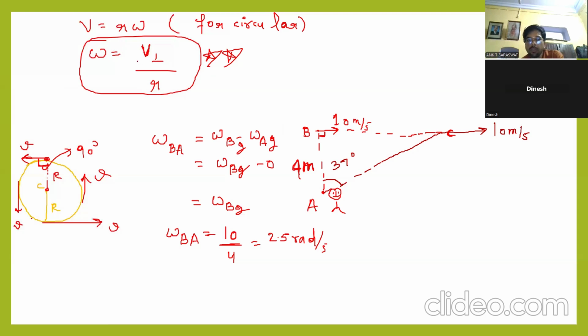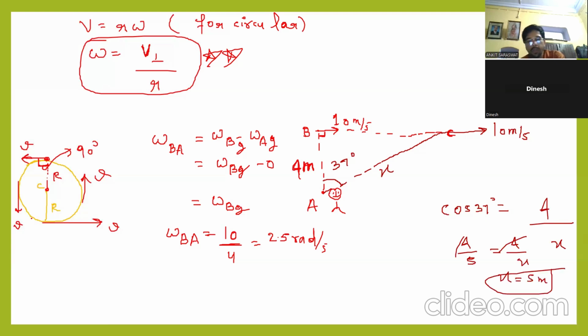Concept is omega means V perpendicular by R. V should be perpendicular to the R. If the angle is 37, cos 37 is base by hypotenuse. Base is 4. Hypotenuse, we don't know, what is x. Cos 37 is 4 by 5. So x will be 5 meter. Clear? Okay, sir. This is 5.